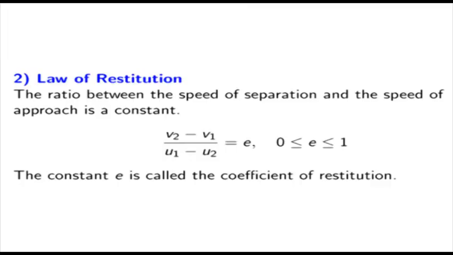That's our first equation for the analysis. The second equation comes from Newton's law of restitution, which states that the ratio between the speed of separation and the speed of approach is a constant. Now we have to look at the speed of separation and the speed of approach a bit more carefully, because we've used velocities, and these are signed quantities, so they can be positive or negative.